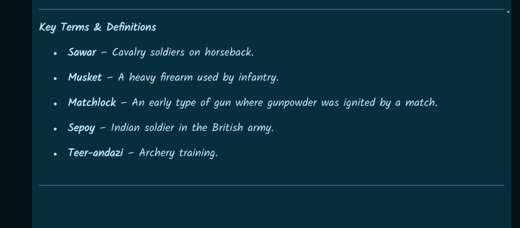Key terms and definitions: Sawar, cavalry soldiers on horseback; musket, a heavy firearm used by infantry; matchlock, an early type of gun where gunpowder was ignited by a match; sepoy, Indian soldier in the British Army; tirandazi, archery training.